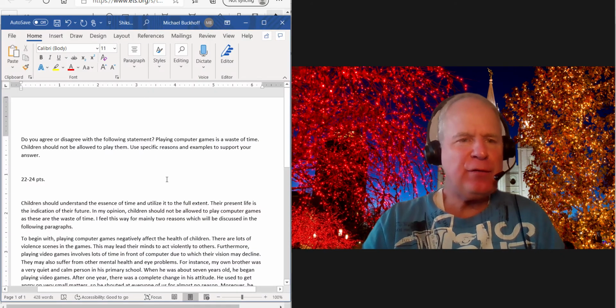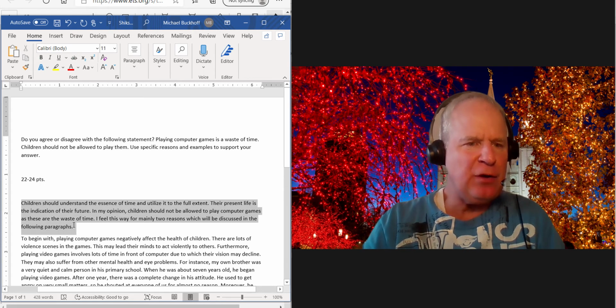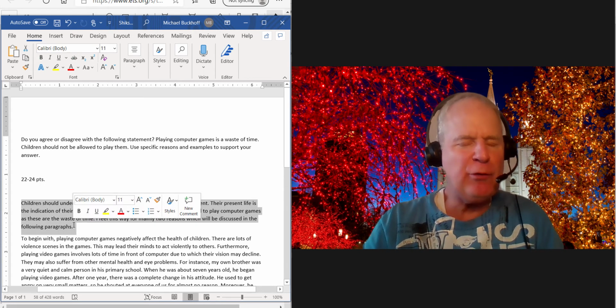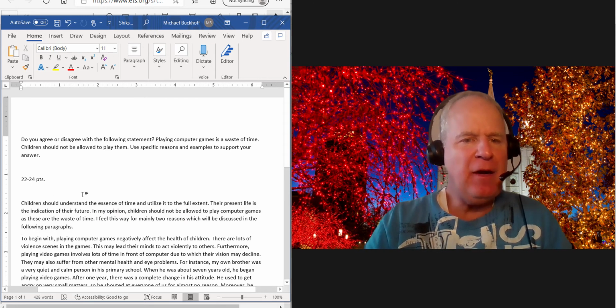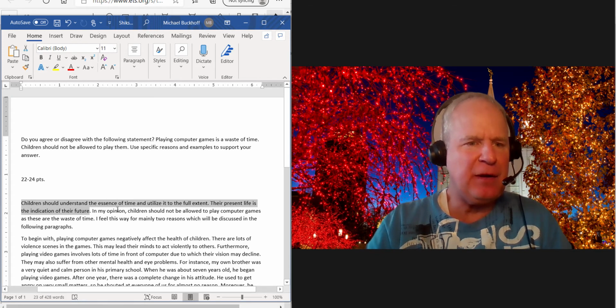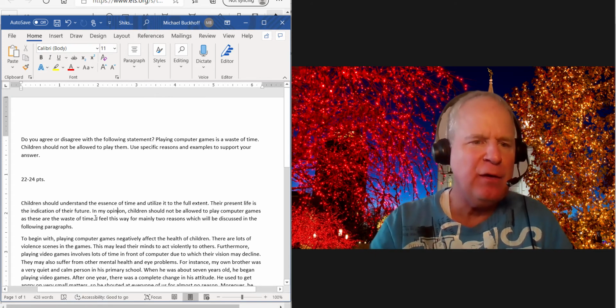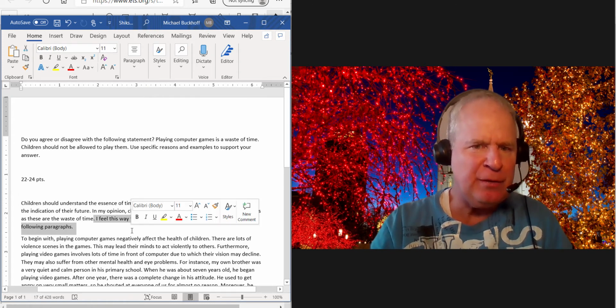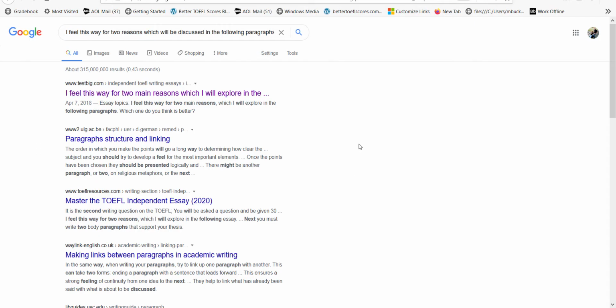And the first thing is, in the beginning, I recommend that the introduction, you need to have closer to 100 words. You have about 58. You really only spend about 2 lines raising the topic, and then you got to your thesis. But then the thesis says, I feel this way for 2 reasons, which will be discussed in the following paragraphs. The problem with that is you took this either from testbig.com, I feel this way for 2 main reasons, or you might have taken it from TOEFL resources, I feel this way for 2, which I'll explore in the following essay.